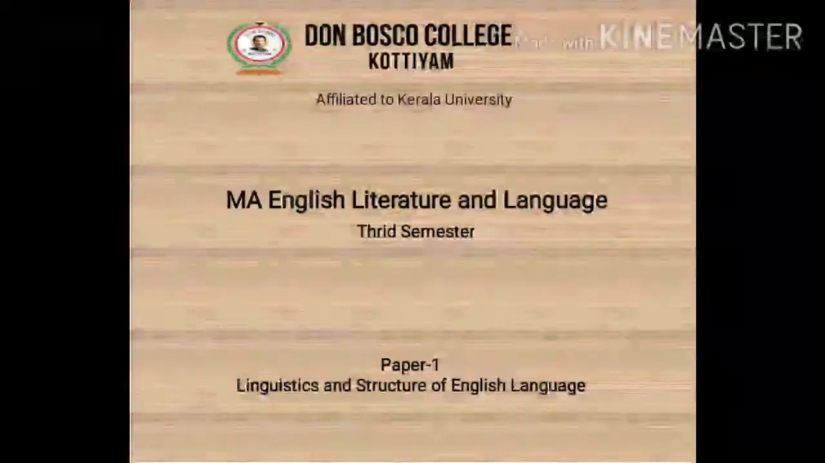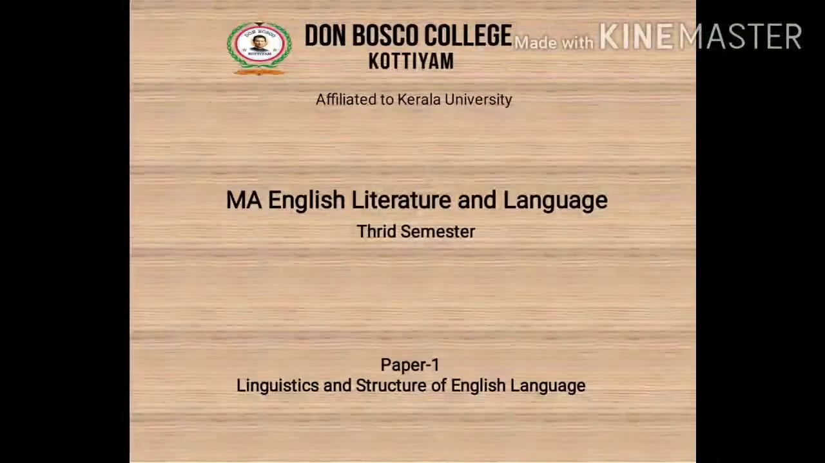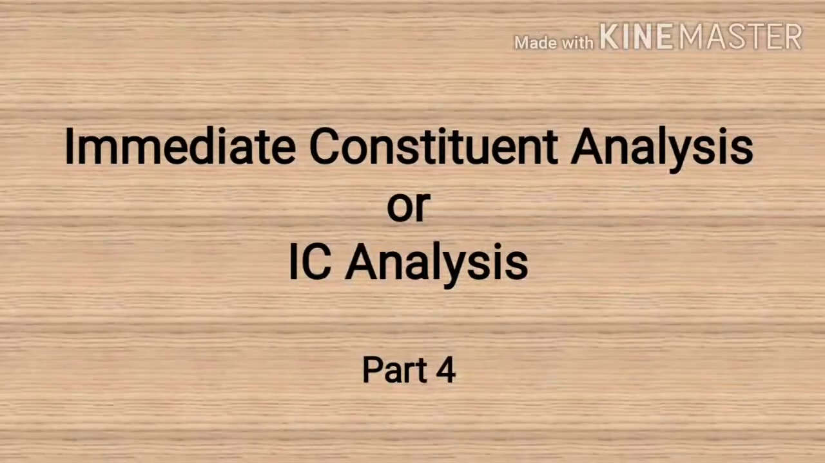This lecture is on the prescribed syllabus of 3rd semester MA English Literature and Language. Paper is Linguistics and Structure of English Language. This lecture is part 4 of the lecture on IC analysis or immediate constituent analysis. In this lecture, I am going to deal with different methods of determining the ICs of a construction.